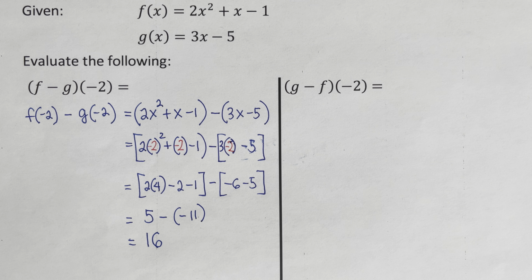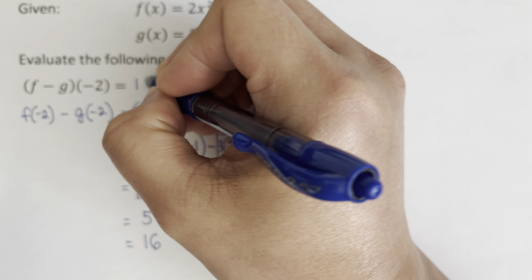Okay, so when I did the math, it came out to be 5 minus negative 11. Since these are two negatives, they will come out positive. So that comes out to 5 plus 11, which is 16. So our f minus g of negative 2 is 16 right here.